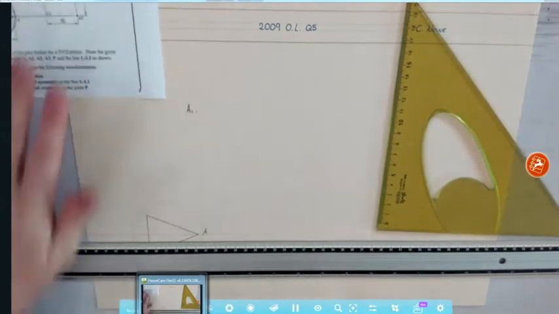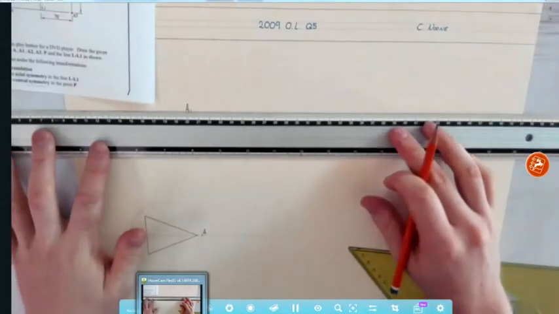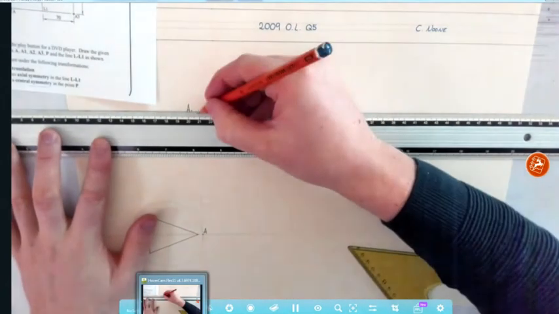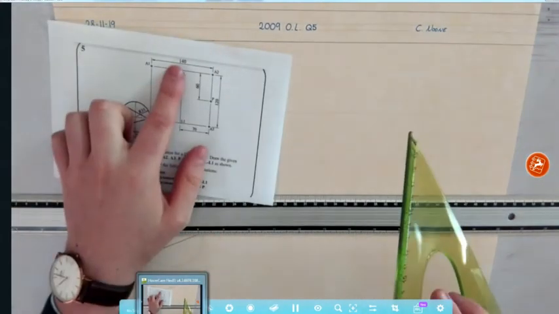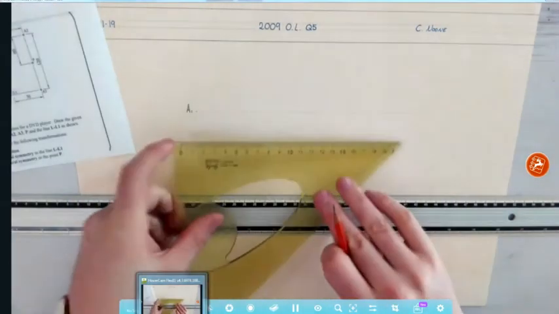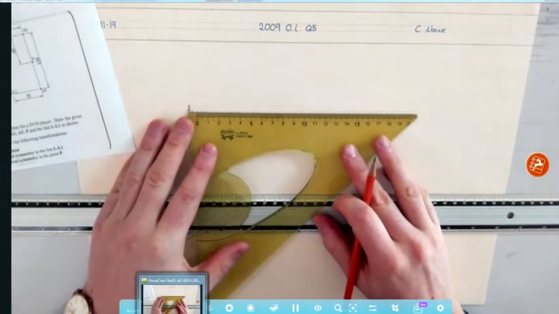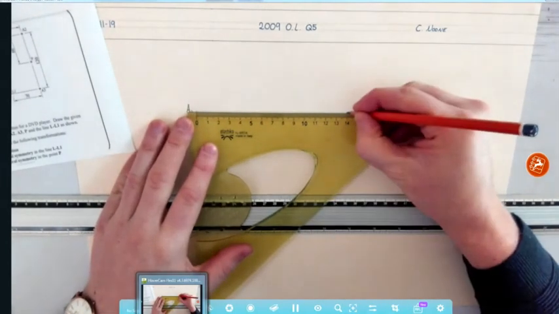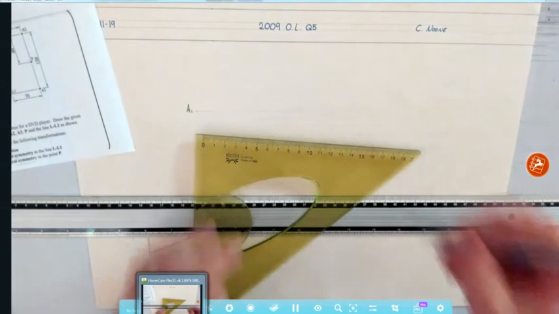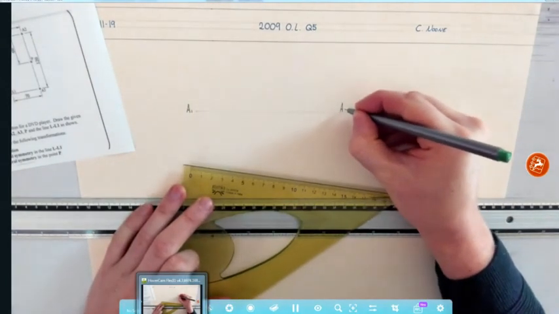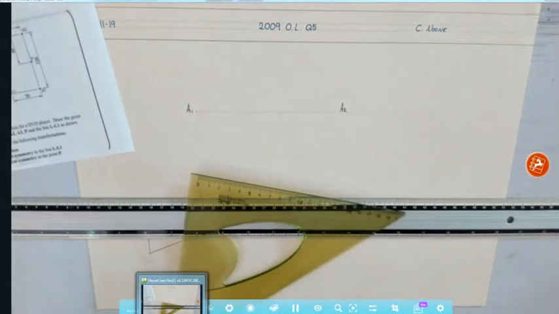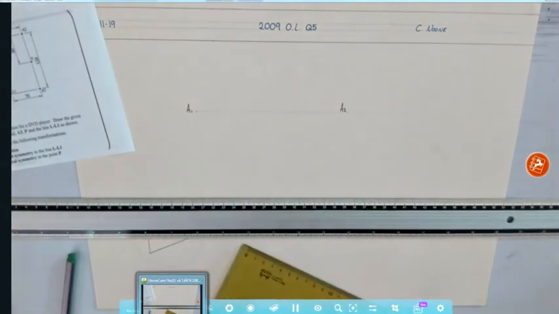Okay, so now we have A and A1. Next is A2, and that is going to be 140 mil across from A. How do we know it? It says here in the question, 140. From A1, we're going across 140. Find A2, and finally then A3 is going to be 120 below that.